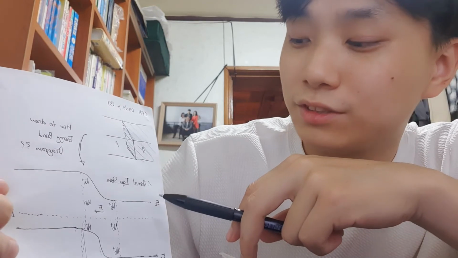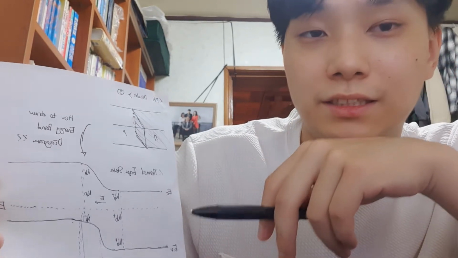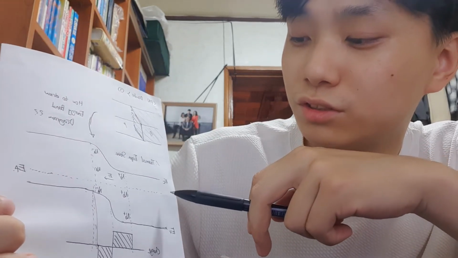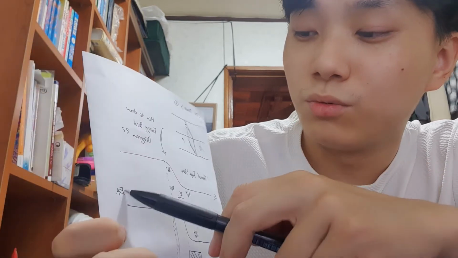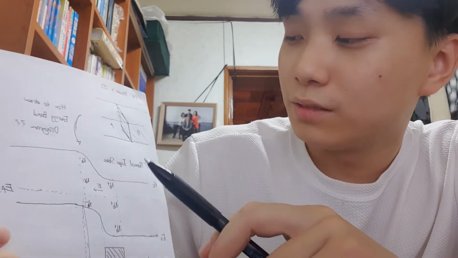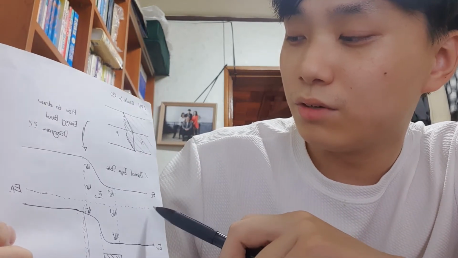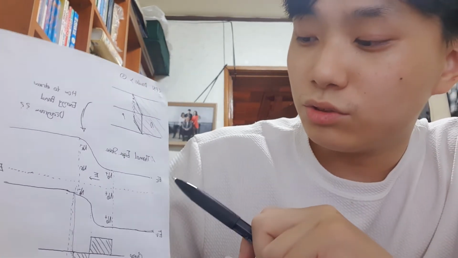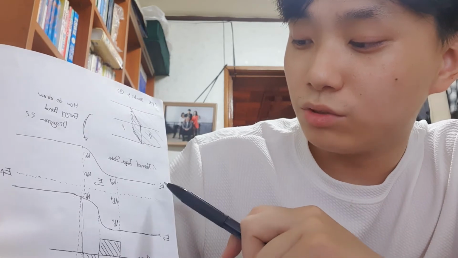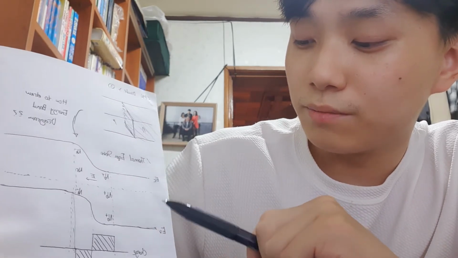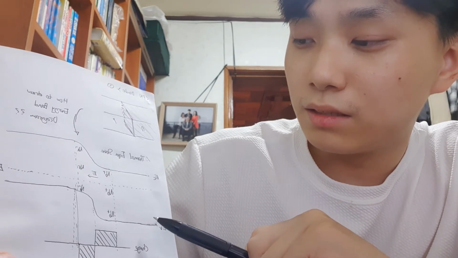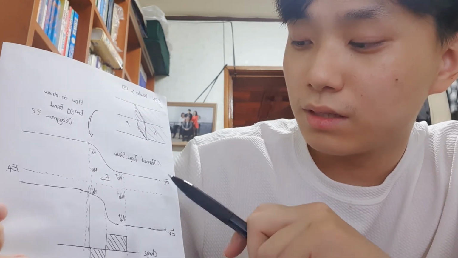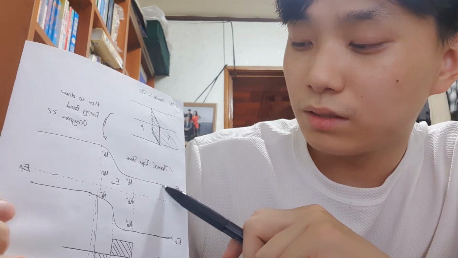First, you should consider the thermal equilibrium state. You should draw one long line, the Fermi level energy of the N-type semiconductor and P-type semiconductor, and then you should draw the conduction band and valence band against each other.